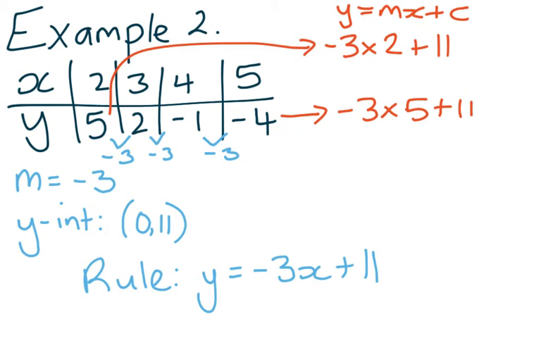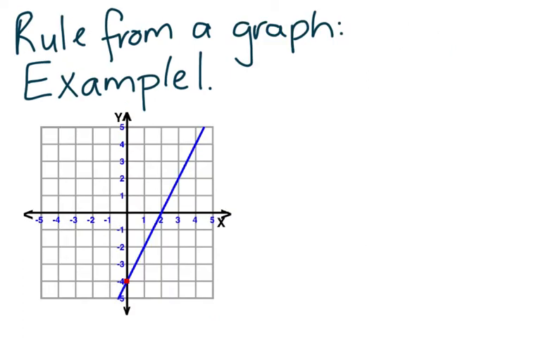Our next lot of examples are looking at finding the rule from a graph. So this time we've actually been given what the graph looks like. So one thing you need to know for doing this is that the gradient now is what we call rise over run, which is what we were just doing, but it's a bit more visual this time.